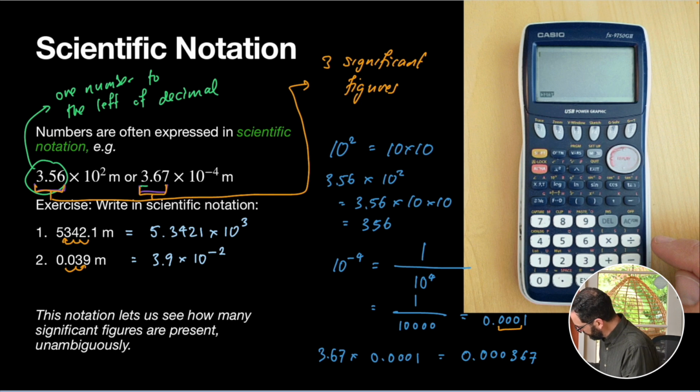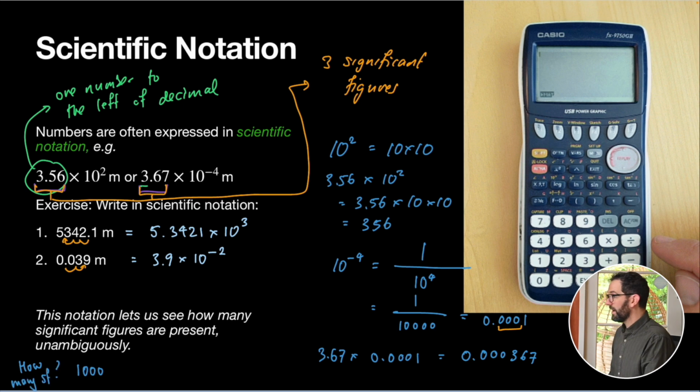So if I have a number like 1,000, and we want to know how many significant figures this is, it's really hard to tell because it might just be 1. It might have been rounded to the nearest 1,000, or it might be 1,000 quite exactly. It might be definitely between 999 and 1,001. We can't tell, looking at this, how many significant figures we've got.